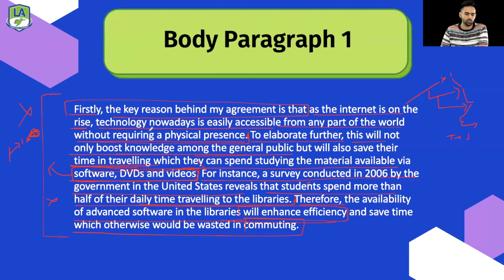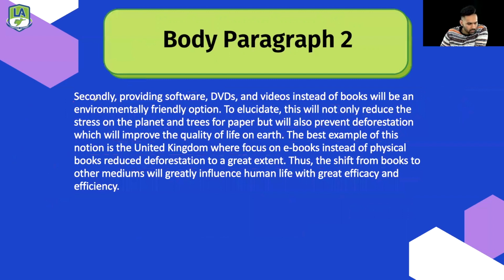Now we'll move on to body paragraph two. "Secondly," or you can also say "another reason for my credence towards this" or "another reason why I am in favor of software is," and then you can explain it. Secondly, providing software. Remember, there's no word called "softwares." We always say software. Software, DVDs, and videos instead of books will be an environmentally friendly option.